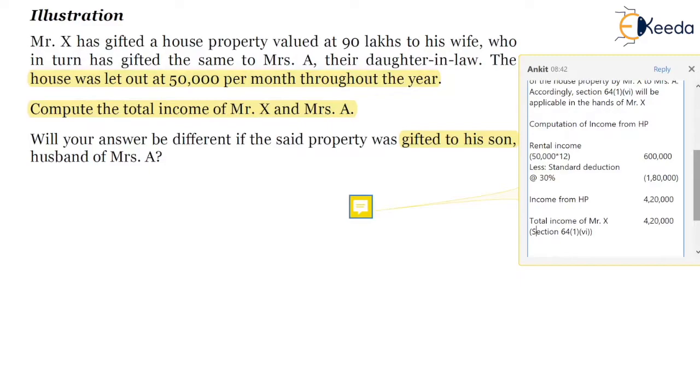However, you can always mention the applicability of section 27 and section 64 by way of a note. And here, ultimately the transaction is, Mr. X has gifted the property to his daughter-in-law through his wife. Accordingly, section 64(1)(vi) will apply to Mr. X. So total income in the hands of Mr. X is nothing but 4,20,000, and total income in the hands of Mrs. A will be nil. Correct, friends?